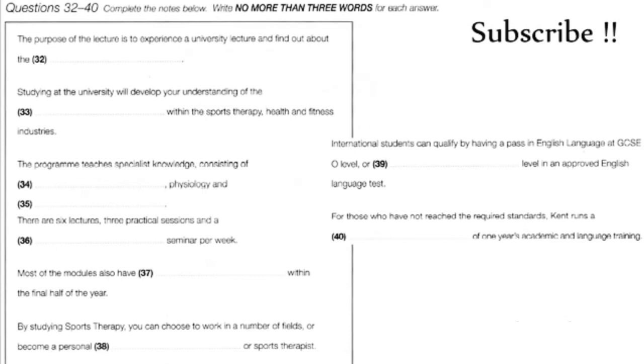At stage 1, the first half of the year is assessed by 100% coursework and observed assessments. A majority of the modules also have written exams within the final half of the year, with the rest practically assessed. Stage 2 and 3 assessment varies from 100% coursework to a combination of examination and coursework, usually in the ratio 50-50, 60-40 or 80-20.